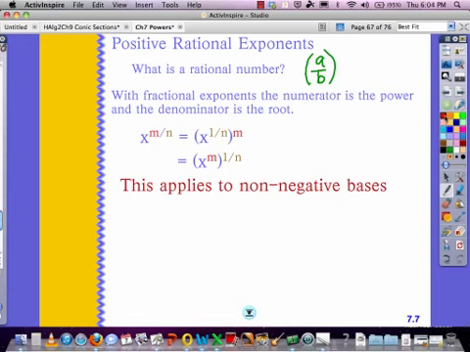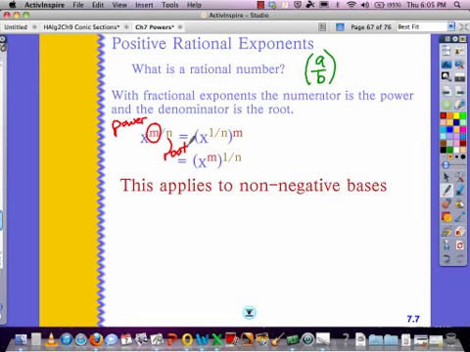So make sure x to the m looks like a normal power, but 1 over n would be the idea of a root. So I've written here, you could do the root first, x to the power of 1 over n, that to the power of m, or you could do the power first and then the root. Now here we're talking about non-negative numbers as our base. So we want to think of positive numbers dealing with these x.